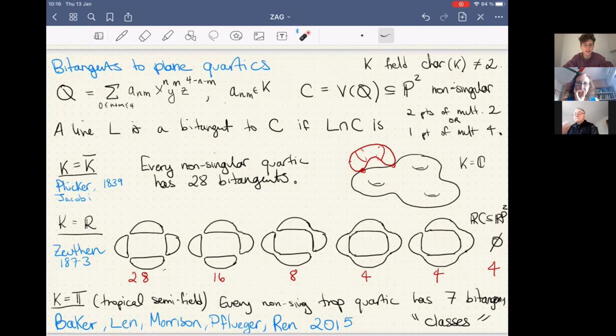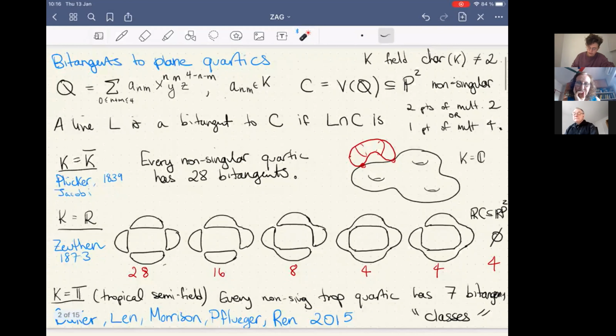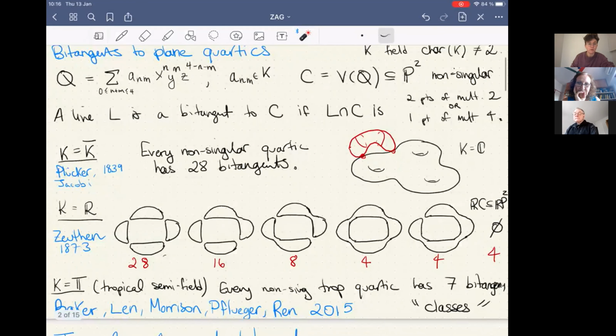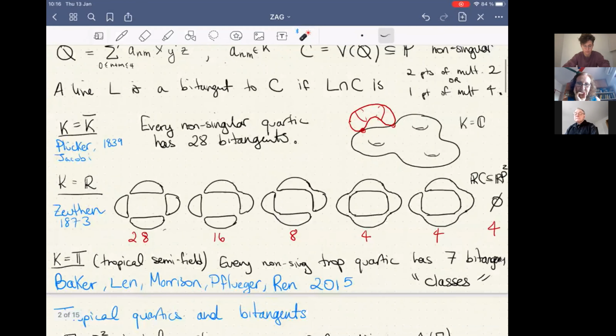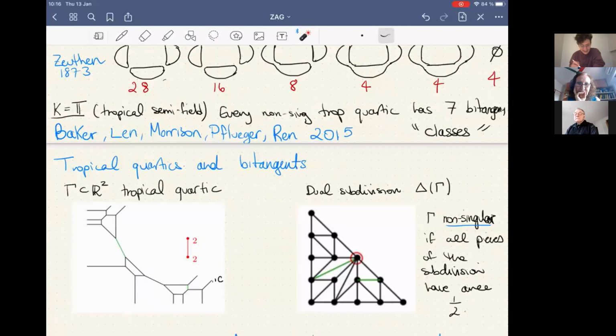So it's not 28, it's not these numbers here, it's this odd number 7, and so the word classes. I want to explain what this means basically via examples. So what is a tropical quartic curve? Here's an example of one.